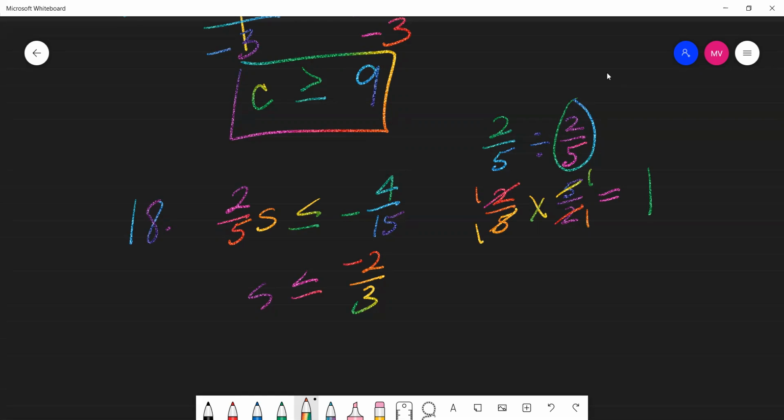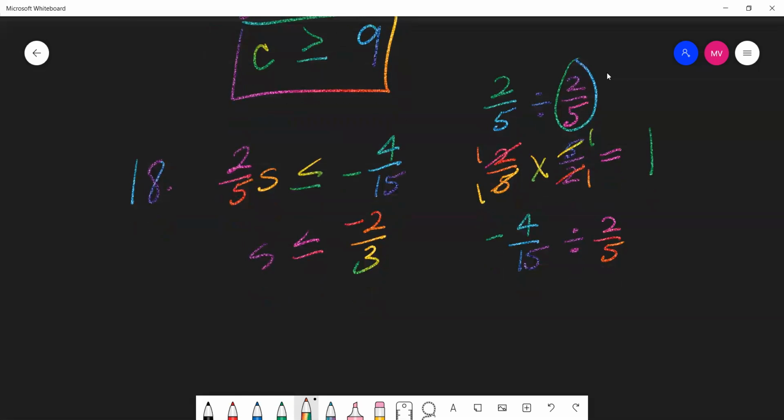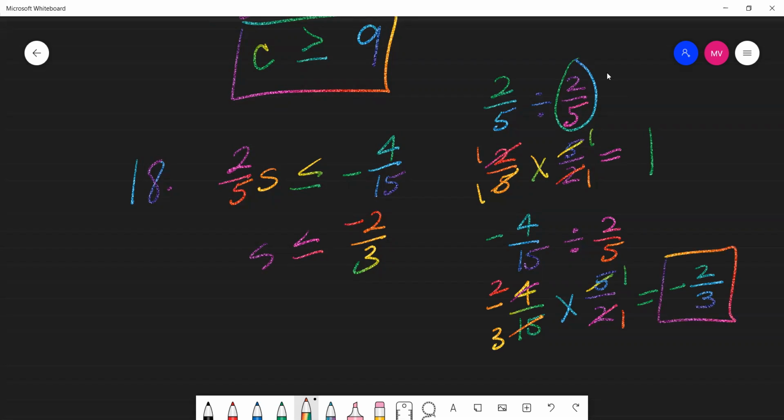So then we do it to the other side. We end up with -4/15 divided by 2/5, which is what you did. We turn it into a multiplication. It becomes -4/15 times 5 halves. And then you reduce. This becomes a 2. That's a 1. This becomes a 3. This becomes a 1. -2 times 1 is -2. 3 times 1 is 3. And you get the answer -2/3.